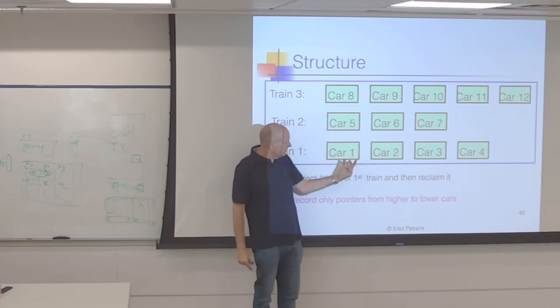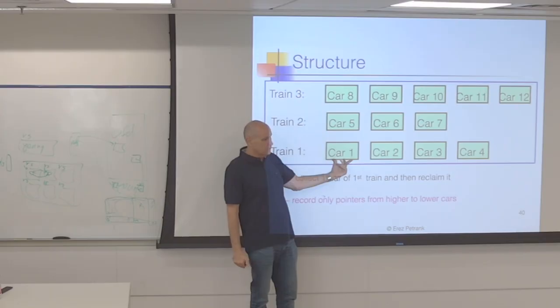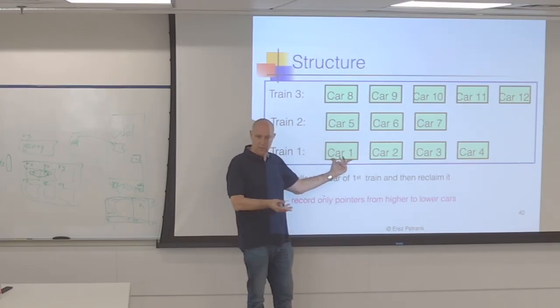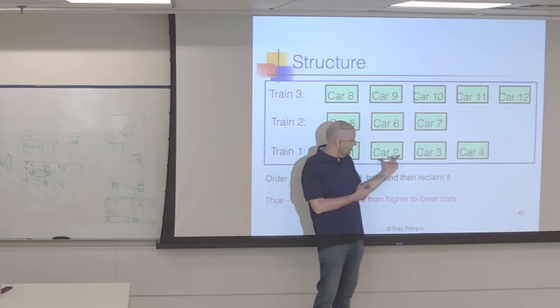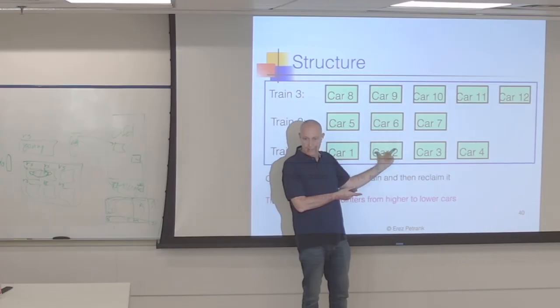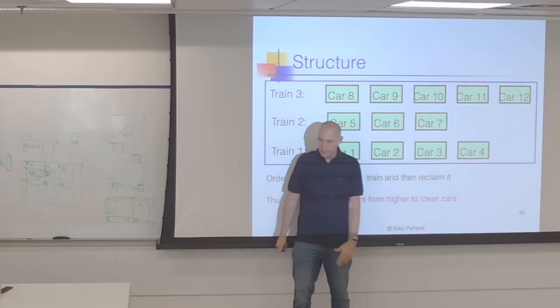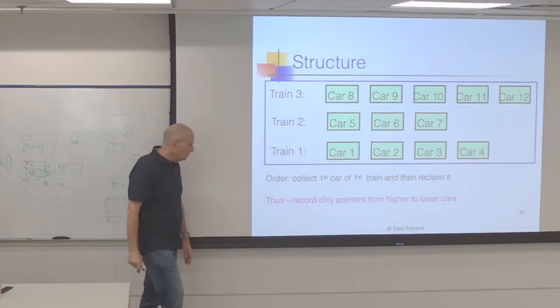So I have this train with 4 cars. I'm doing the first train and the first car, moving all things that are alive out, and then reclaiming this. And then I'm going to this, moving all the things that are reachable out, and then I reclaim the entire space and so forth. So this is the way that I go.